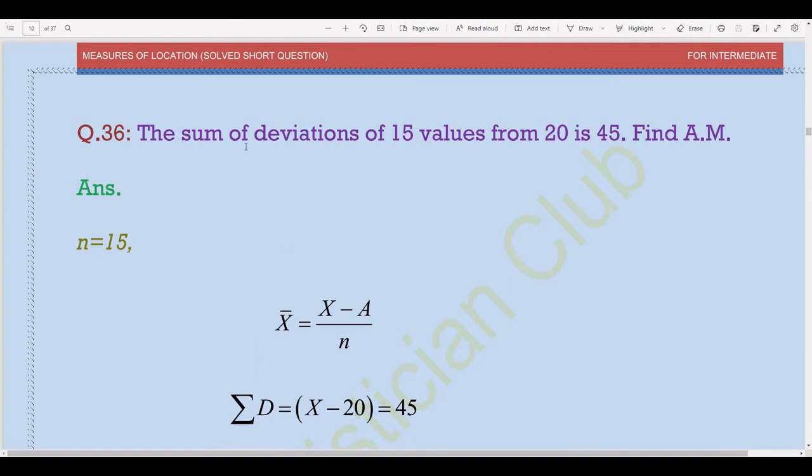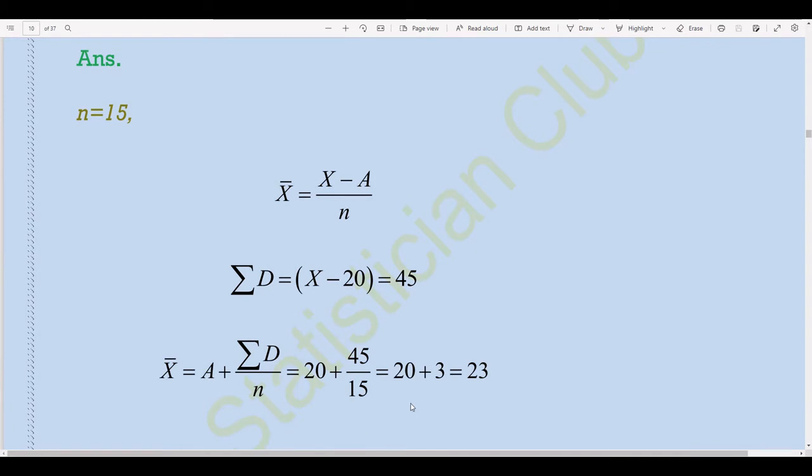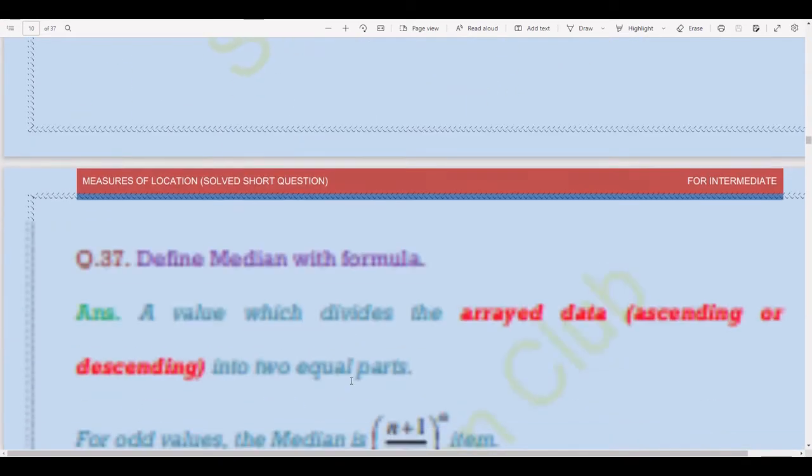Sum of d means the sum of deviations of 15 values, n here is 15, from 20, x minus 20, which is 45. So now you have each thing. What is the short formula for ungrouped data? X bar is equal to a plus sum of d over n. Sum of d is equal to 45, and a is 20, so 20 plus 45 over 15, 20 plus 3, the answer is 23. X bar is equal to 23.